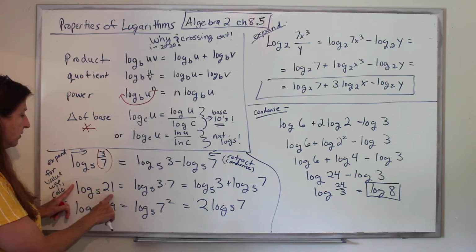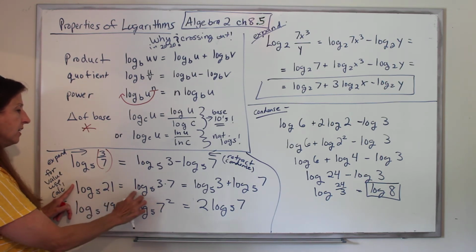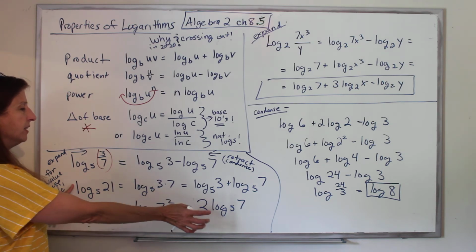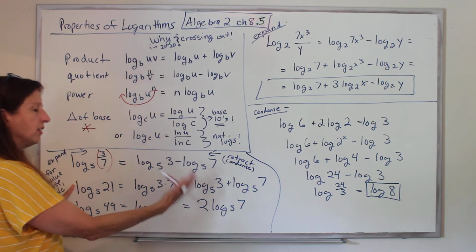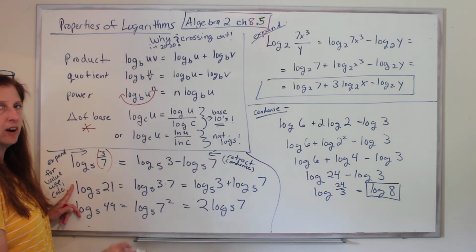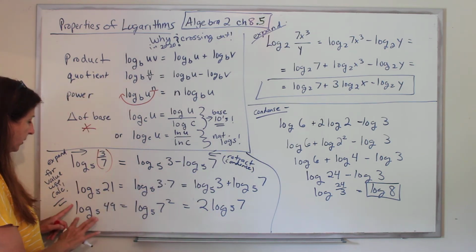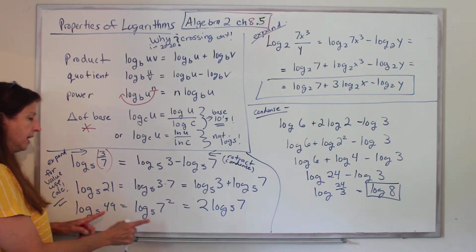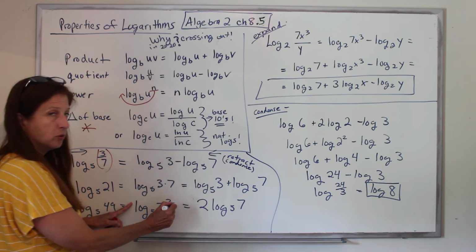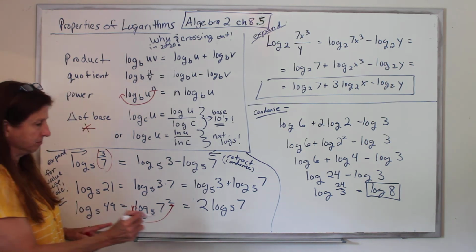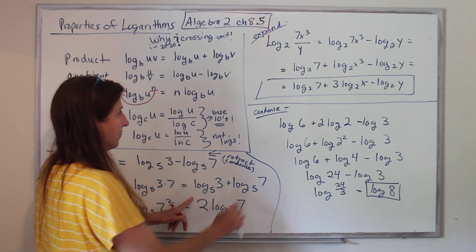Okay, log base 5 of 21, we could change that into log base 5 of 3 times 7, which is log base 5 of 3 plus log base 5 of 7. So this is something where we can cancel something out or get rid of it. That's why we would want to do it. Log base 5 of 49, log base 5 of 7 squared. You put the 2 on the swing and you say whee as it swings around. Okay, so it's 2 log base 5 of 7.